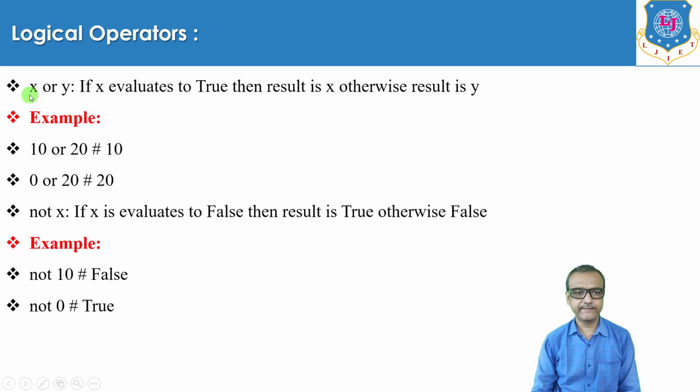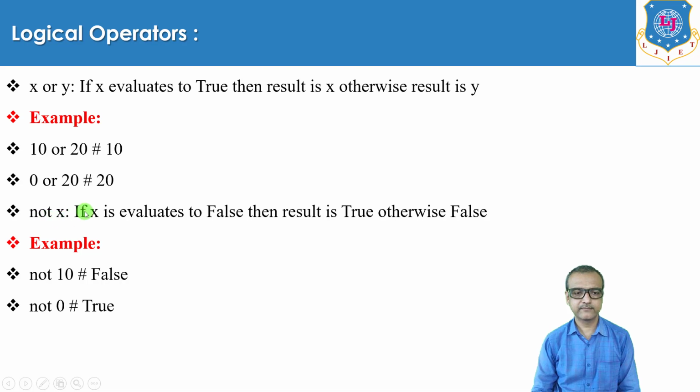Now what about x or y? If x evaluates to true, then the result is x, otherwise the result is y. For example, in case of 10 or 20, 10 is true because it is a non-zero number. So the result of 10 or 20 is 10. Now 0 or 20, 0 is false. So the result is 20.